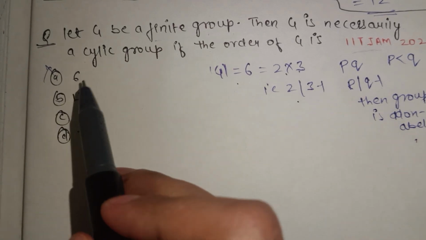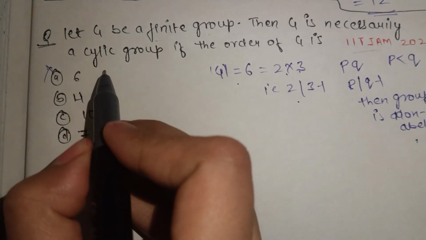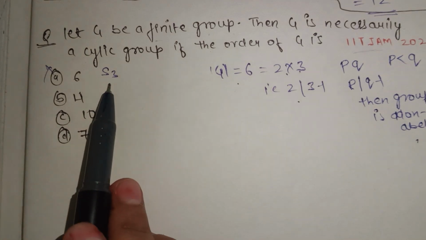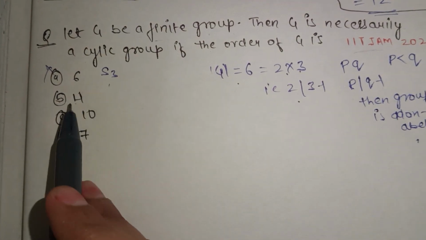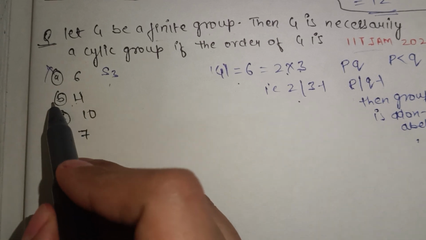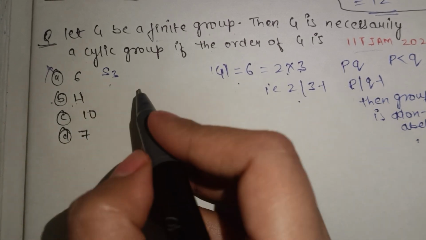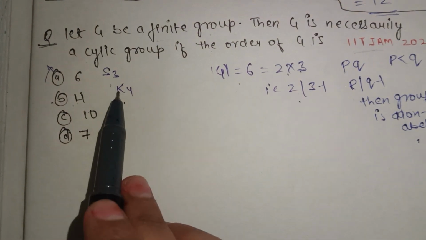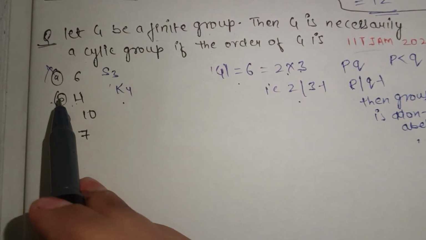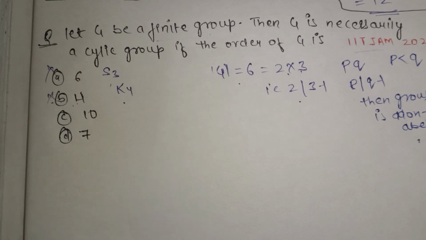What counterexample can we take for this? S3. S3 is a non-abelian group. Likewise option number second, K4. K4 is an example of a group which is abelian but not cyclic. So this option is also discarded.